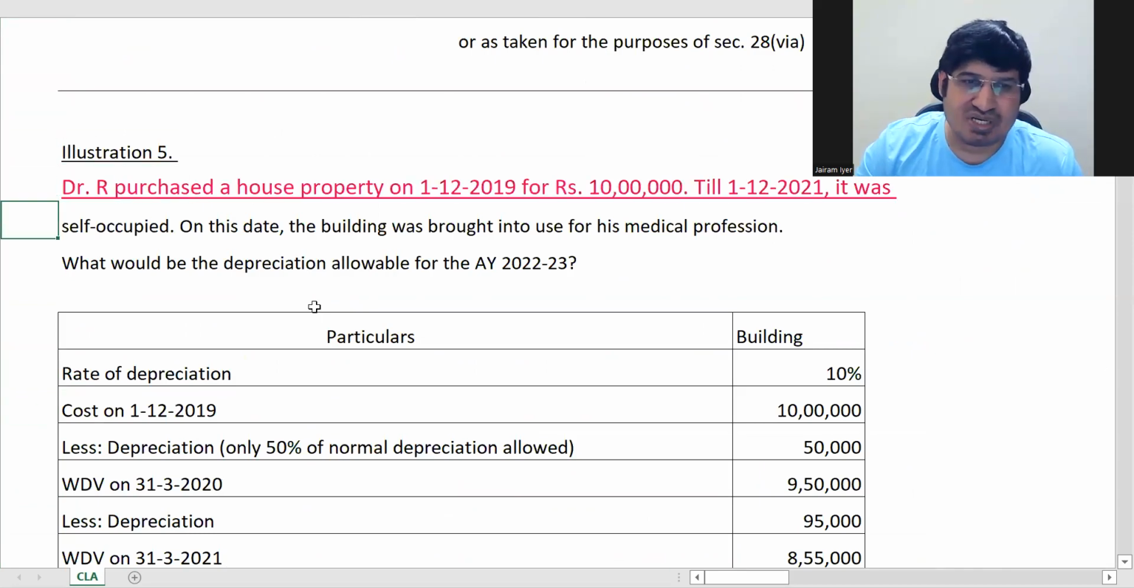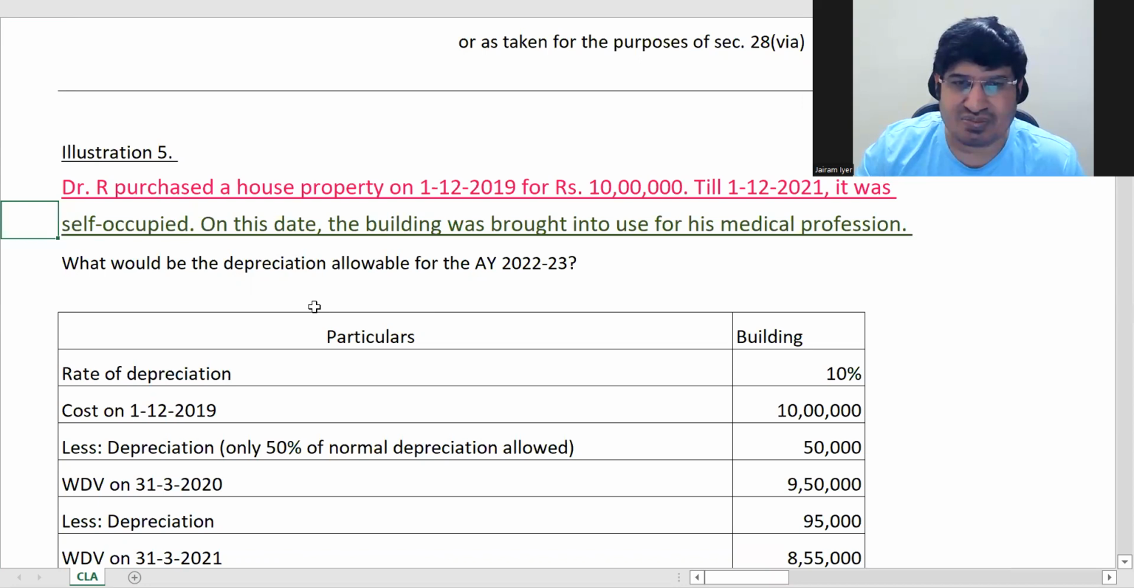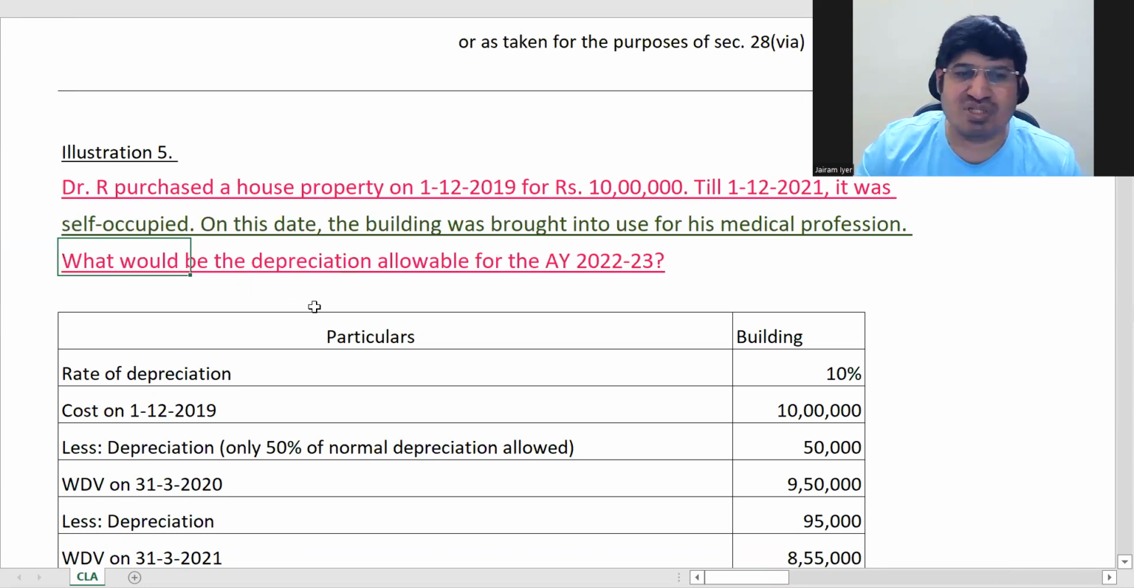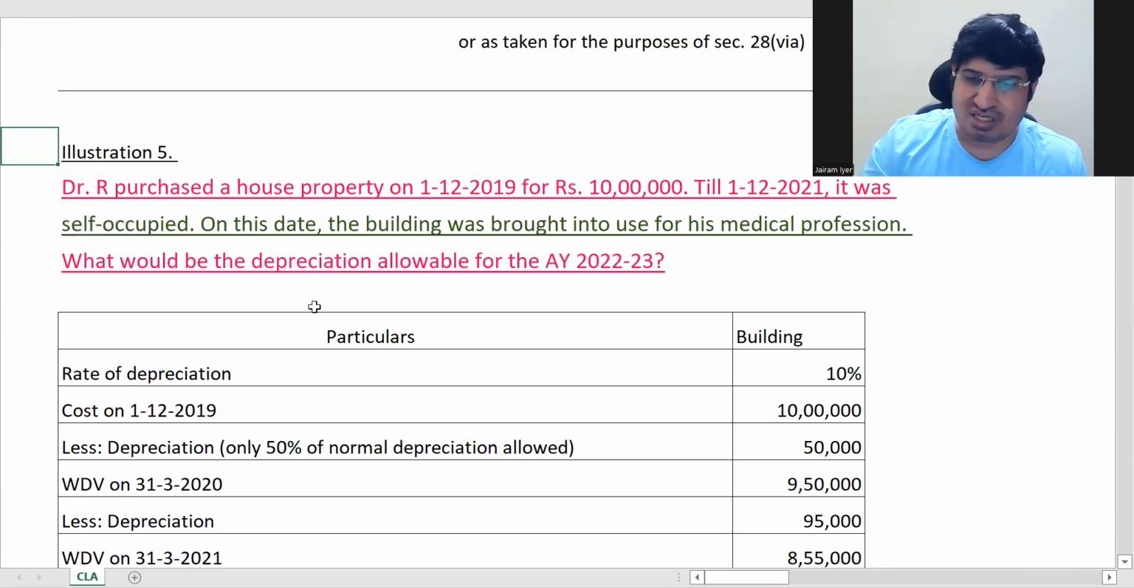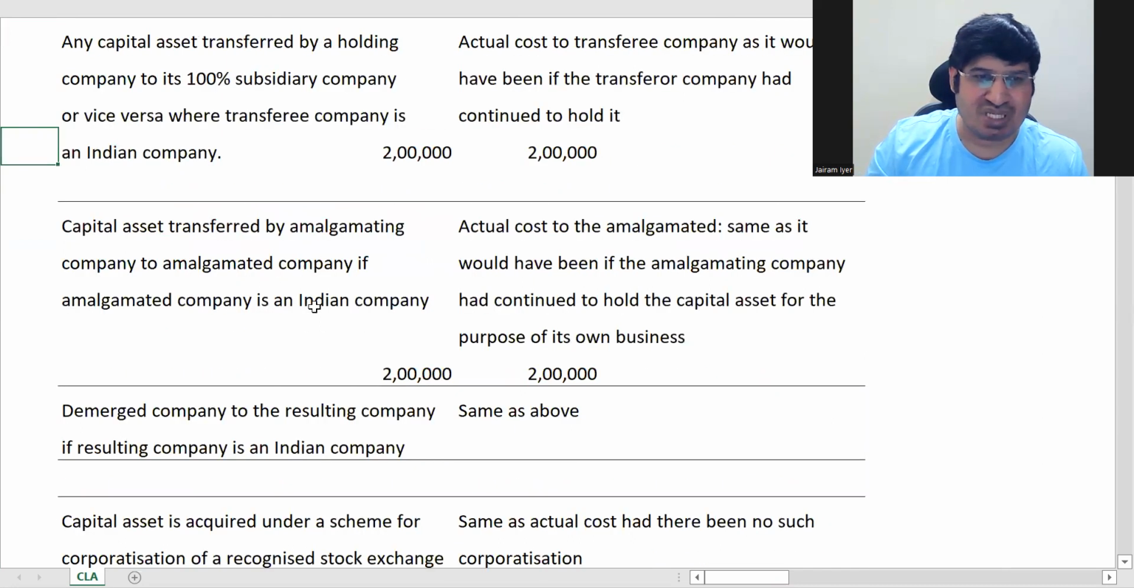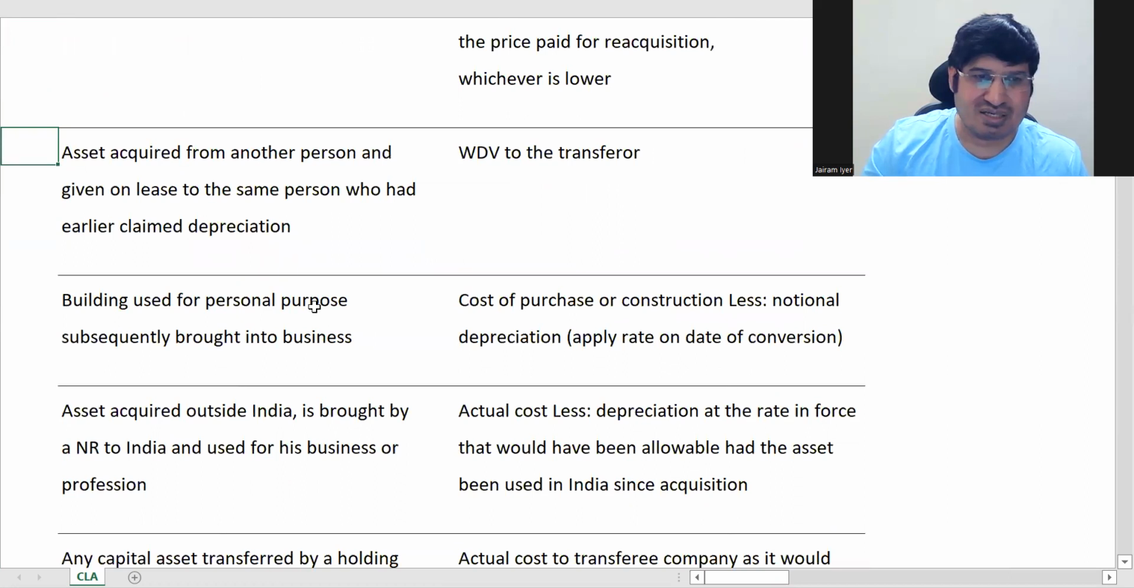R purchased a house property on 1/12/2019 for rupees 10 lakhs. Till 1/12/2021, that is for 2 years, it was self-occupied, that is personal use. On this date, the building was brought into use for medical profession. What would be the depreciation allowable? So here, this is of which provision that we saw, this one.